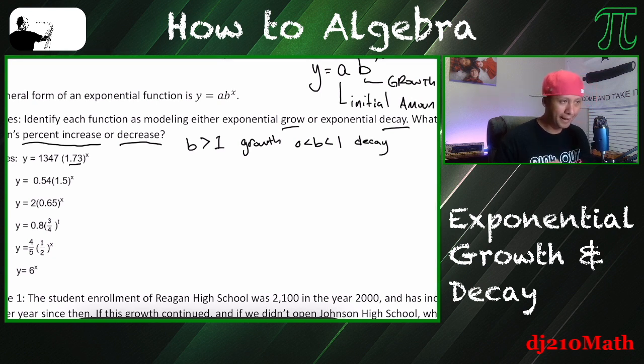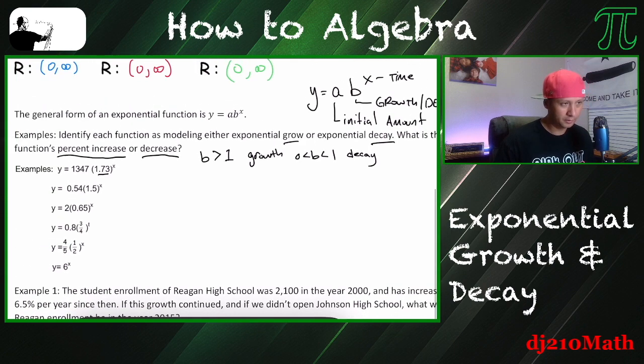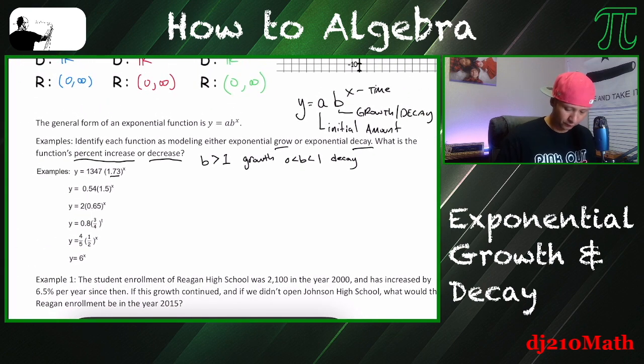And you always want to compare the b value to 1. So for instance, if this line represents 1, 1.73 is obviously going to be higher up. So the growth, the difference in the two numbers, is 0.73, or in other words, 73%.